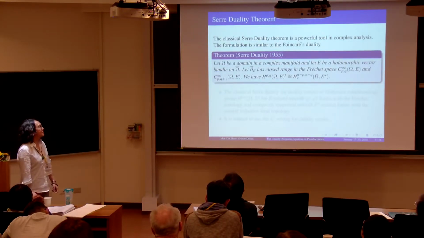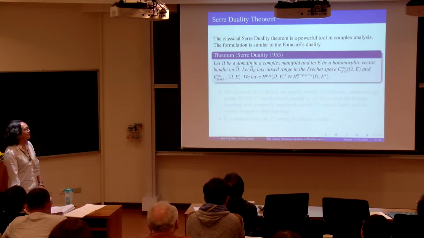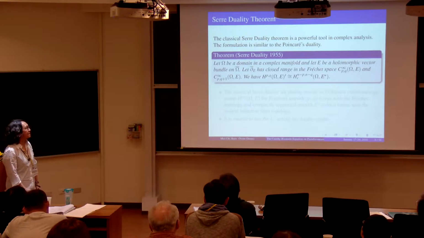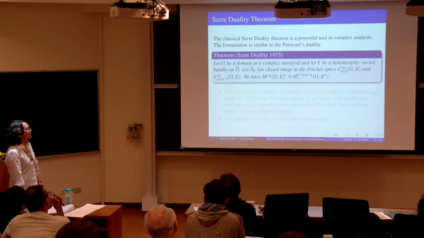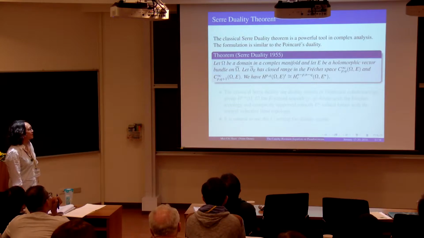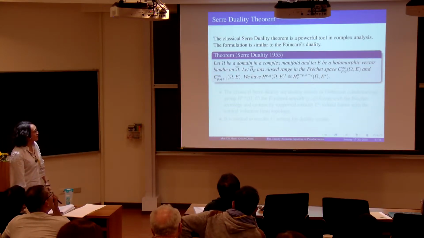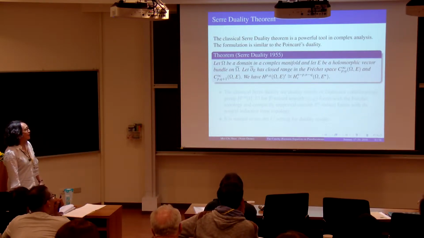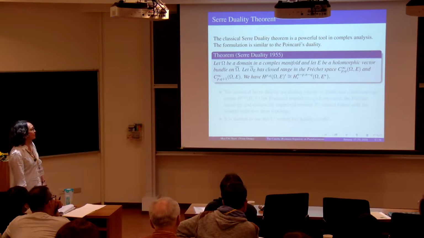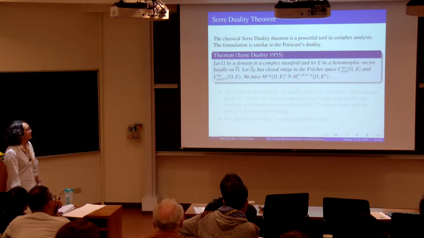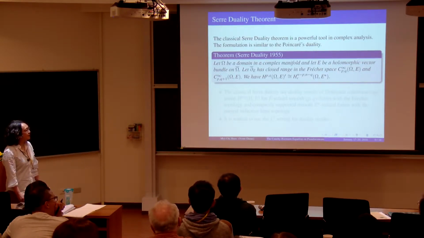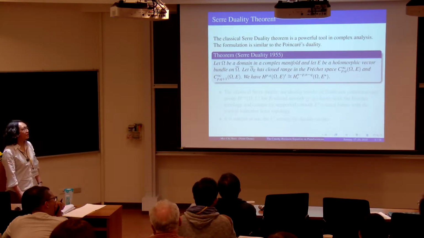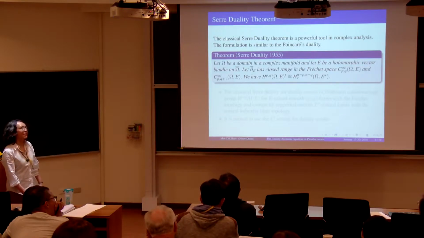And one of the main tools in several complex variables is self-duality. So let me recall what self-duality is. Suppose omega is a domain in a complex manifold, and E is a holomorphic vector bundle. And we formulate this d-bar on E-bundle-valued (p,q) forms. And we assume that d-bar has closed range in the classical sense in degrees (p,q) and (p,q+1). Then self-duality says that the dual of H^{p,q}(omega, E) is isomorphic to the cohomology with compact support, H_c^{n-p,n-q}(omega, E*).